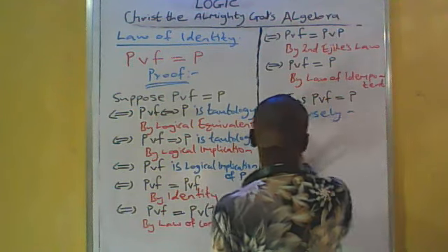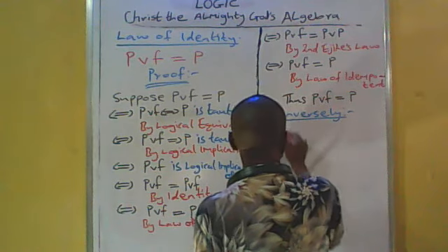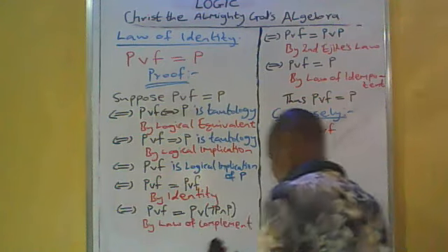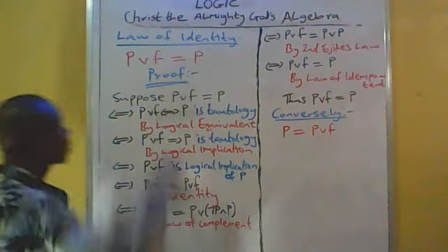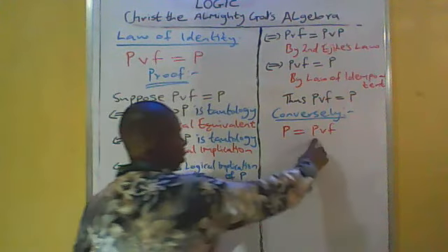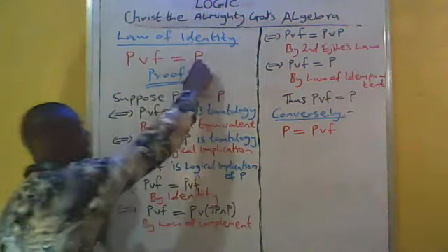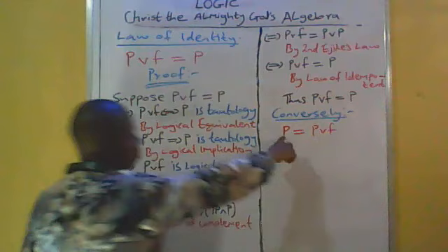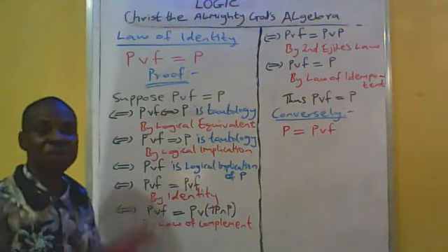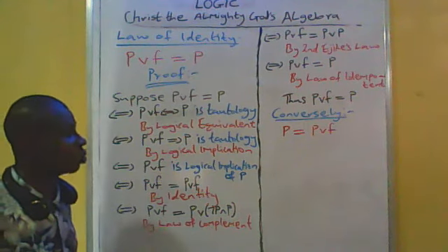Conversely, P is equal to P or F. You see that this P or F at the right side of the equation has now become the left side of the equation, then P at the left side of the equation has now become P at the right side. You say that it is converse. Let's prove the statement P is equal to P or F.